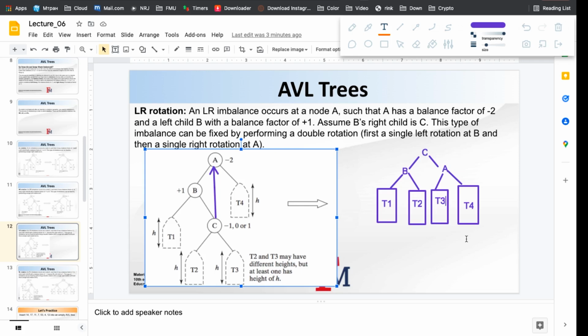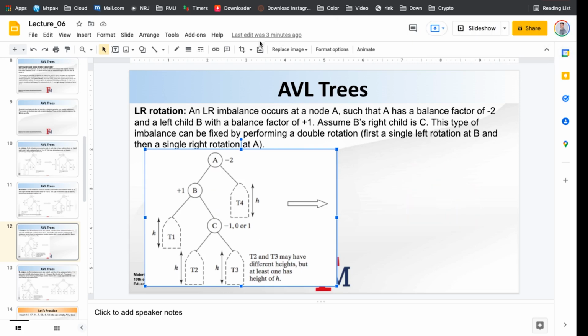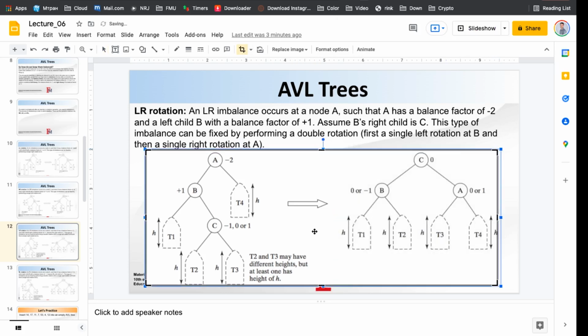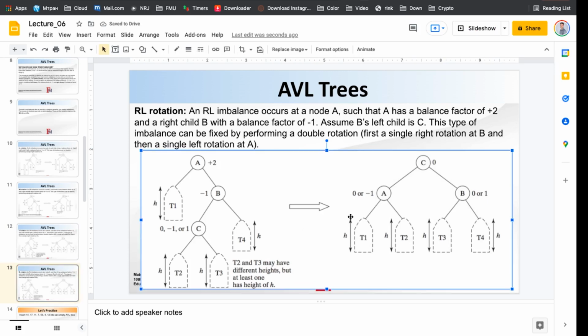In my opinion, that's the easiest way to understand it versus memorizing something. Because of course, understanding everything is much better than memorizing everything. Cool. Moving on. And the last one is RL. Right, last one is RL. Same thing, again, just the opposite direction.